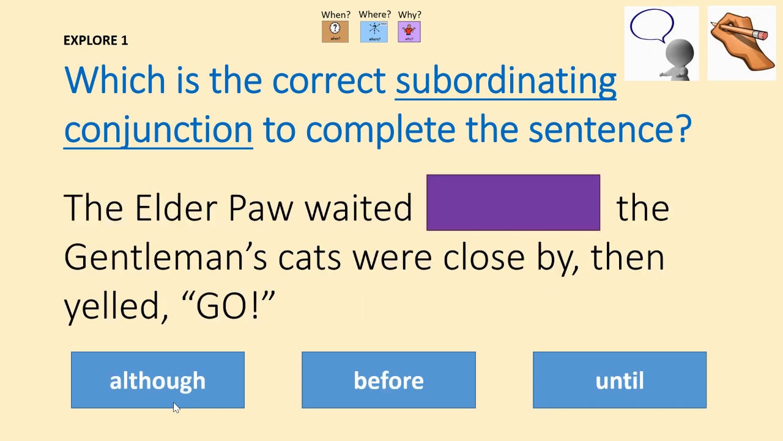Okay, so we've got another sentence here I want you to help complete. Let's read the sentence together. The elder Paul waited. The gentleman's cats were close by, then yelled, "Go!" So the elder Paul waited. The gentleman's cats were close by, then yelled, "Go!" Although, before, until, which is the correct subordinating conjunction to complete that sentence? Do that now. Press pause.